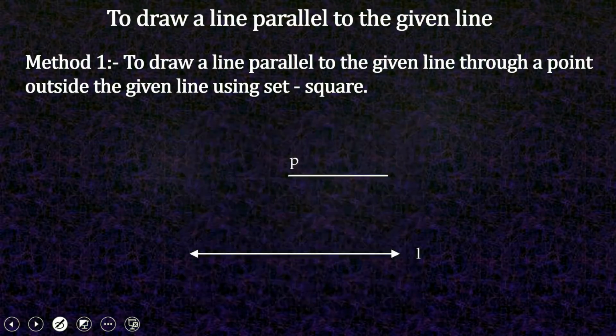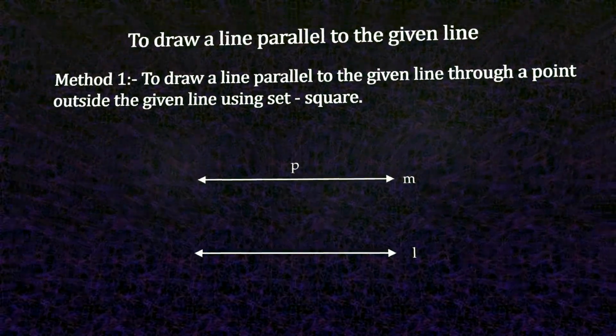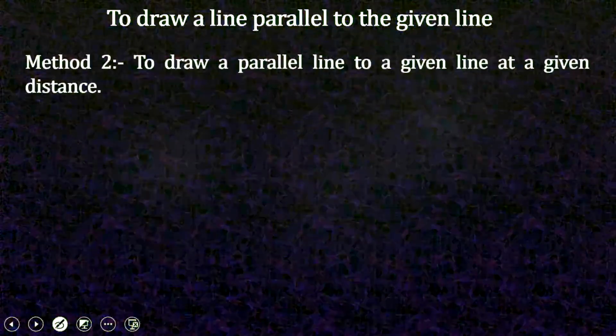Like this, children, you have to draw a line. Extend the line in this way. Name the line as M. Line M is parallel to line L. This is one method to draw a line parallel to the given line through a point outside the given line using set square. Let us move to the next method.